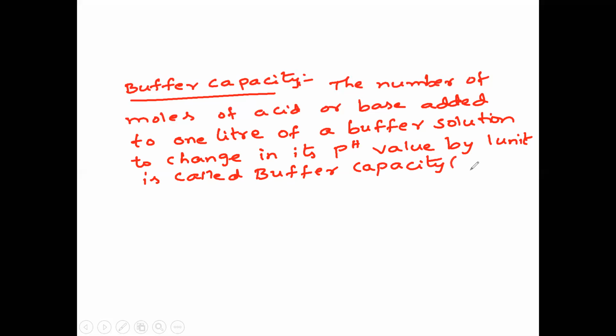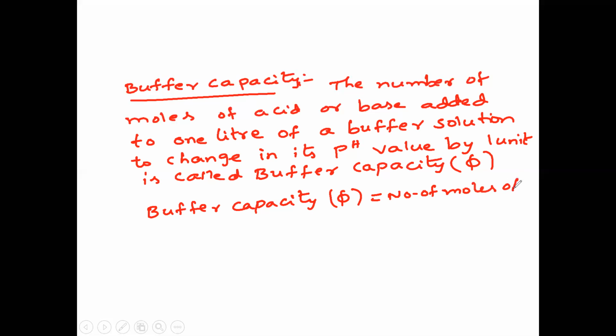Buffer capacity is noted with a letter sign like this. So buffer capacity psi is equal to the number of moles of acid or base added, divided by the change in pH.